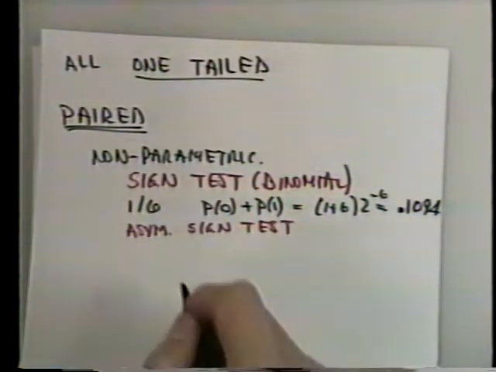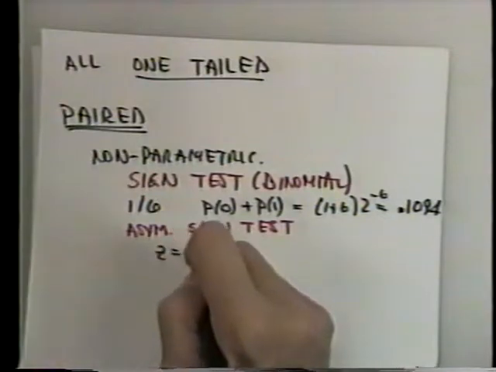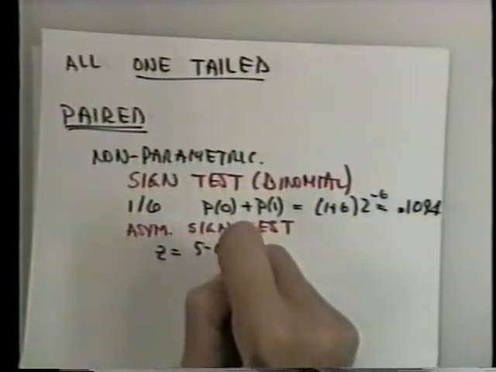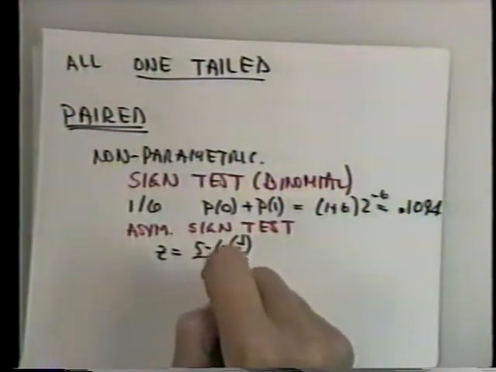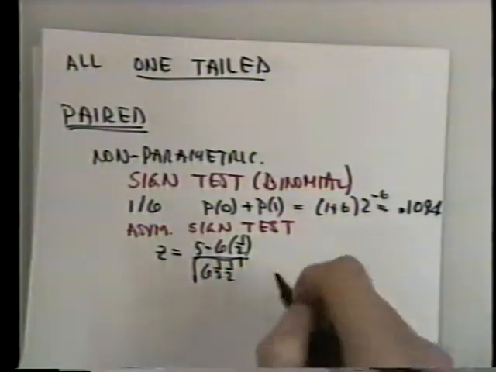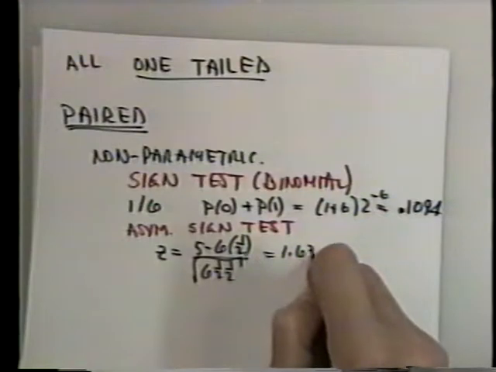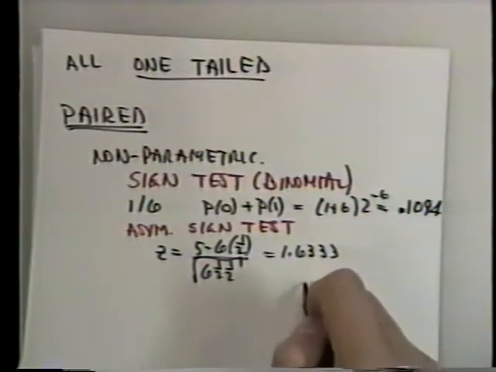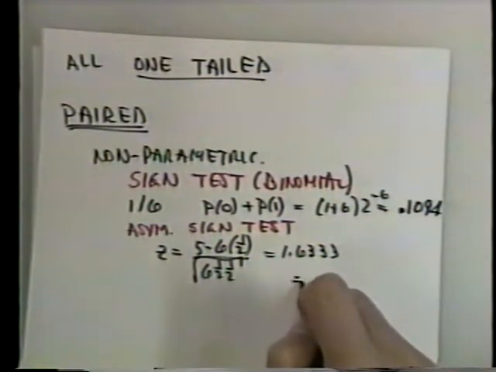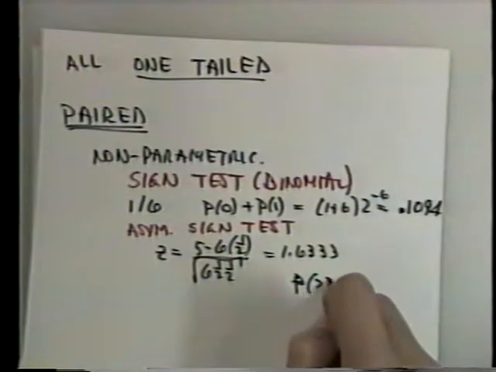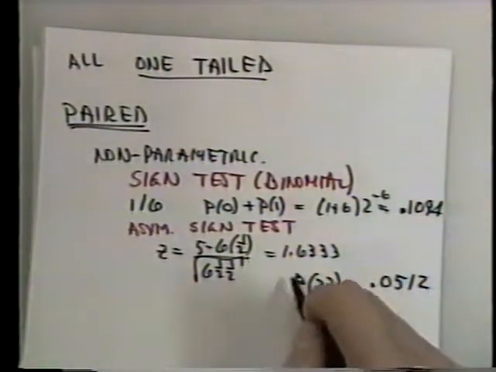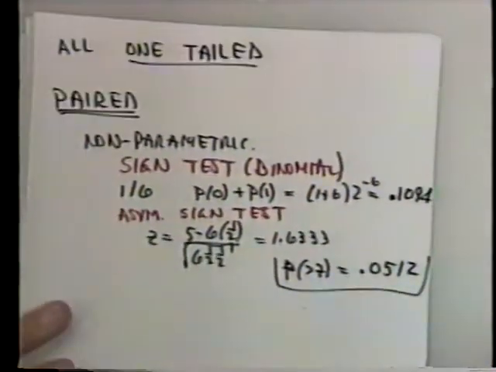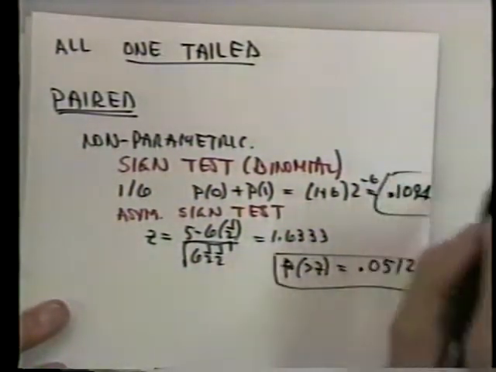And when I do that, the asymptotic statistic z is 5 minus 6 times a half divided by the square root of 6 times a half. And that's equal to a z of 1.633, which is equal to a p-value of, p greater than z, one-tailed, of 0.0512. Maybe we'll put a box around this one, a box around that.